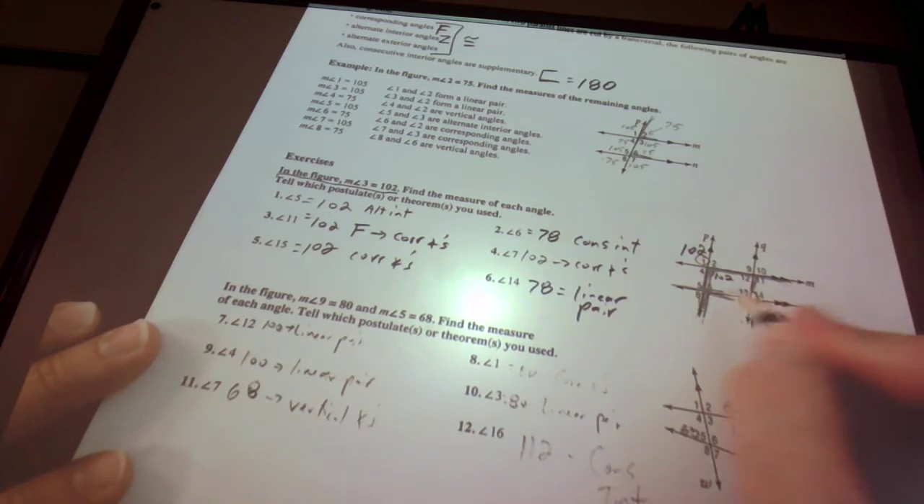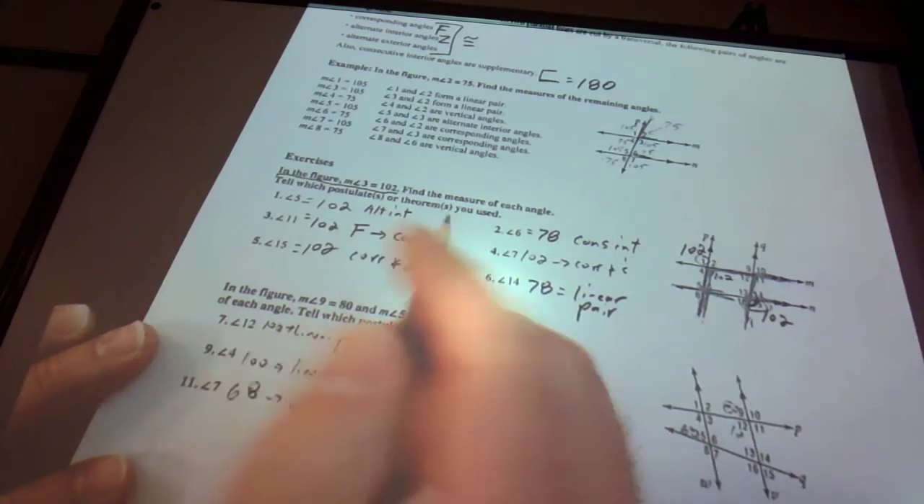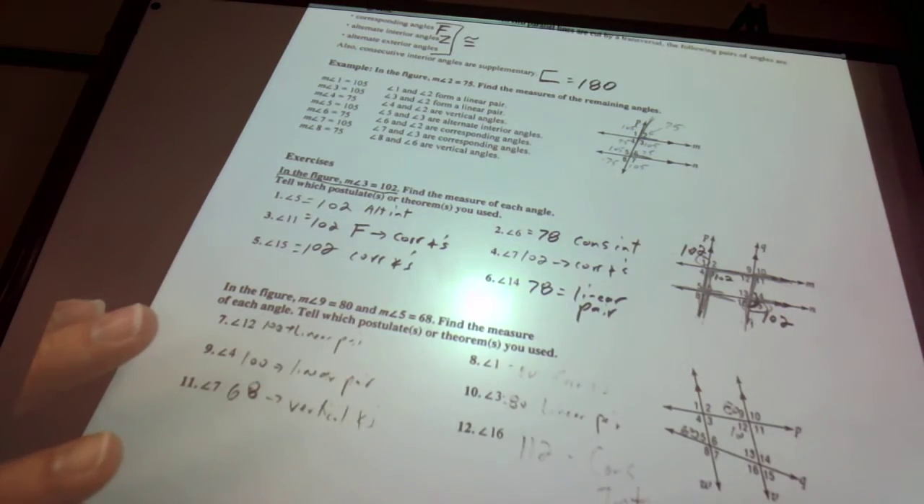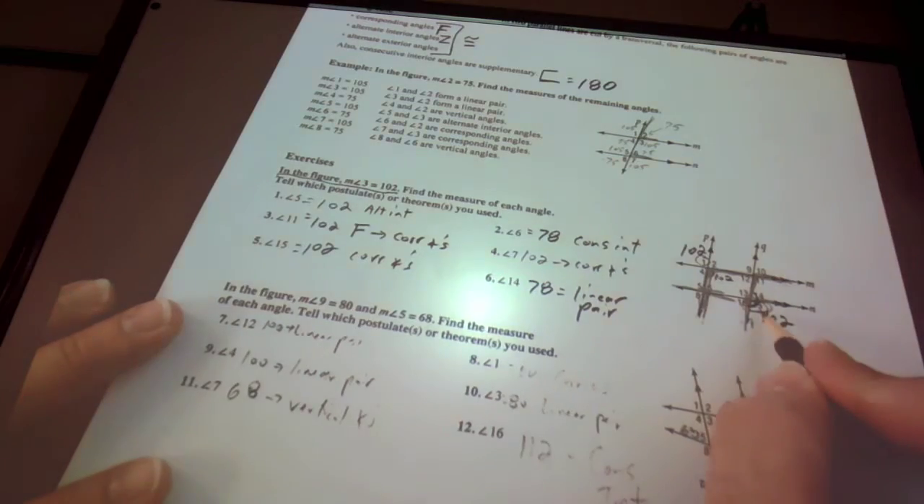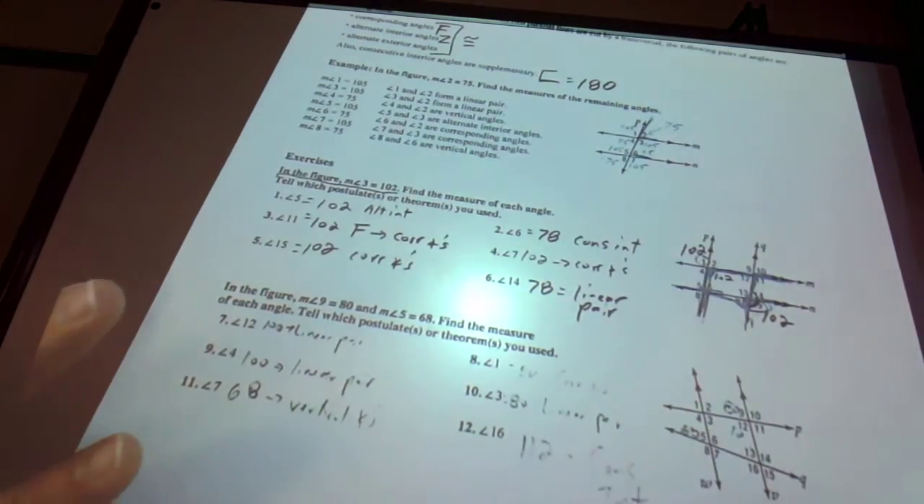Somebody in class today said, well, if 3 is 102 and 11 is 102, then I can draw the F with 11 and with 15 to get 102. That's where corresponding angles came in. Same answer, got there different ways. And then if angle 15 is 102, angle 15 and angle 16 are a linear pair, so you know that it's 78. That's kind of how it works. Pretty simple stuff.